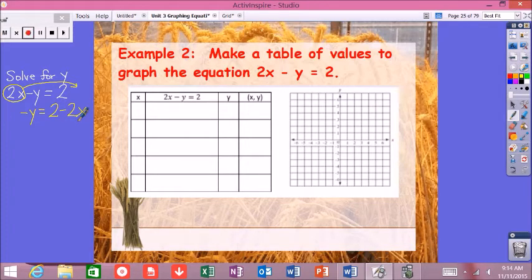This is still not y equals. This is negative y equals. So I need to get rid of the negative in front of the y. So what's the opposite of multiplying by negative 1? It would be dividing by negative 1. So take every term and divide it by negative 1. Here we go. Y equals negative 2.